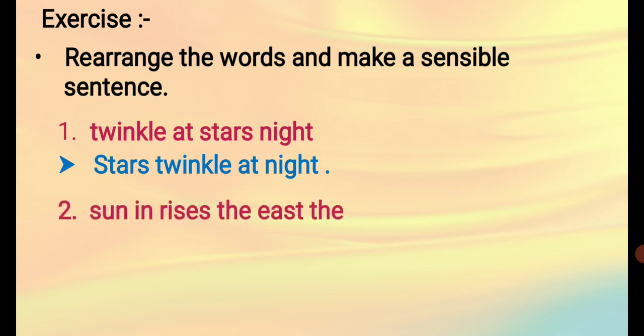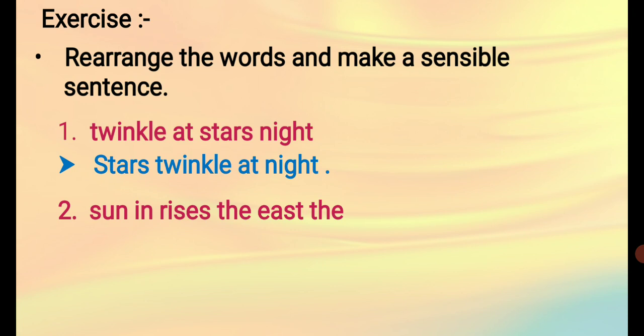Let's move on. The second sentence: sun in rises the east the. Here we have been given 'the' two times because sun and east are proper nouns. East is the name of a direction and sun is an object. It is a proper noun, right? It is a heavenly body. So we use 'the' before them, right? So which noun, sun or east, will be the active part of the sentence? Yes, of course, the sun.